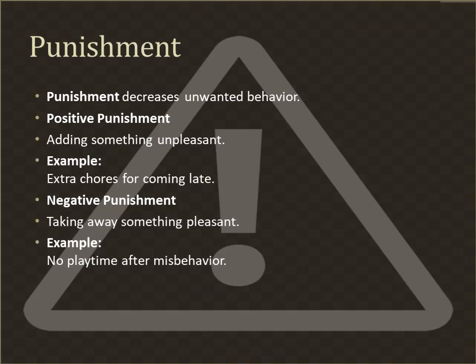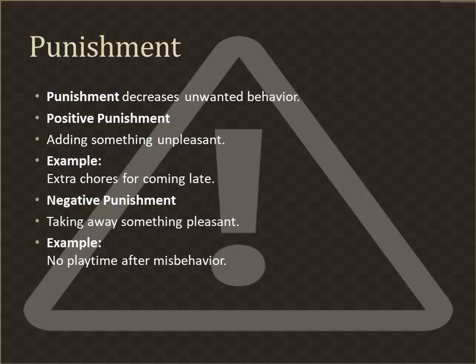Then we have punishment. Punishment is anything that decreases unwanted behavior. There is also positive punishment and negative punishment. I want you to understand this so that you can tell apart the positive and the negative in reinforcement and punishment. So positive punishment is adding something unpleasant. For example, you give extra chores for coming late at home, or for not attending to the assignments in class, or something like that.